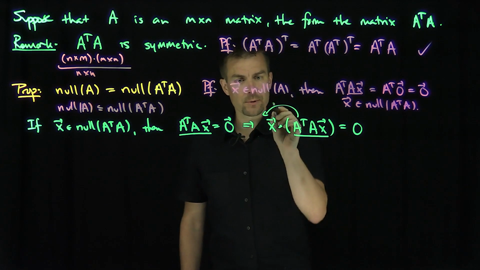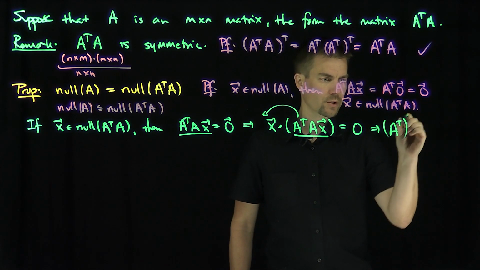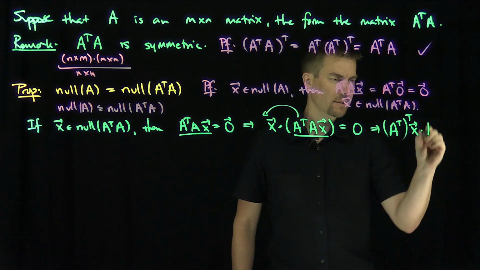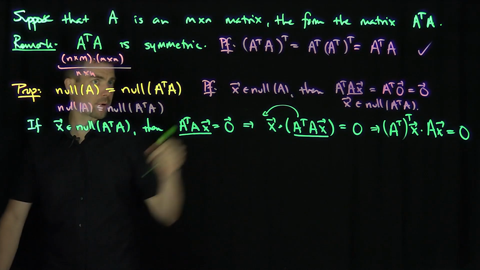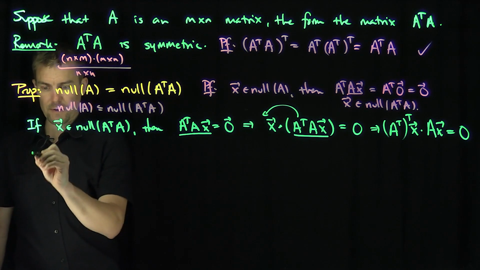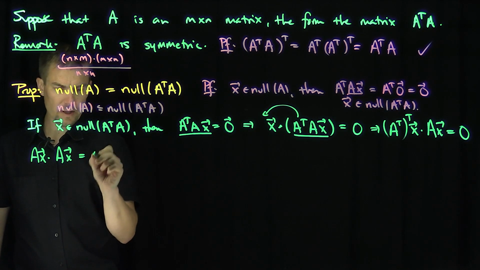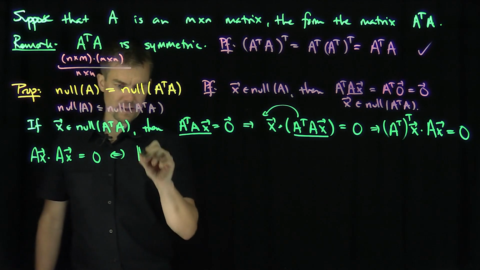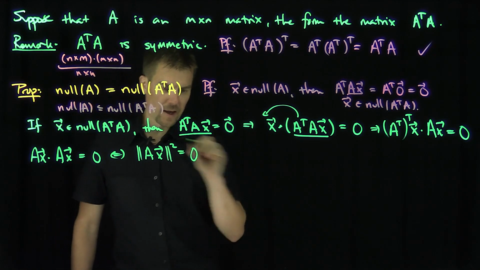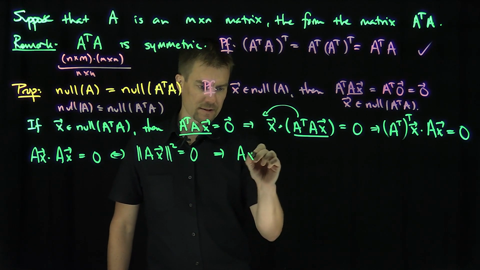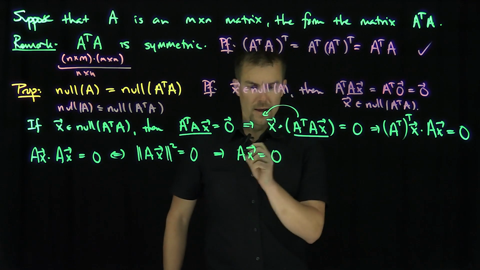And now I'm going to take the transpose and put it over here. So this implies that A transpose transpose X dot A X is equal to 0. But again, by the involutive property of transposes, this is just A. So I have that AX dot AX is equal to 0, which is equivalent to saying the norm of AX squared is equal to 0, and this implies that AX is equal to 0 because the only norm 0 vector is 0 itself, and therefore what?